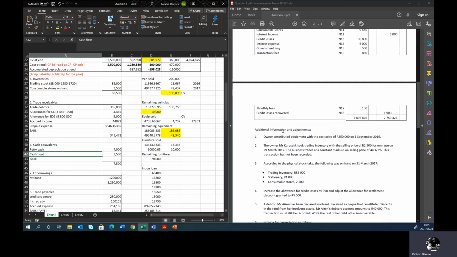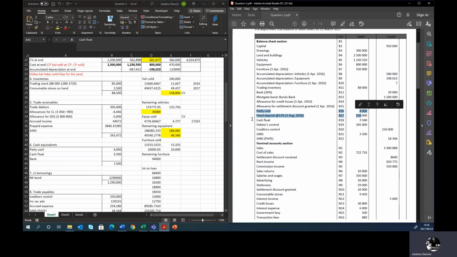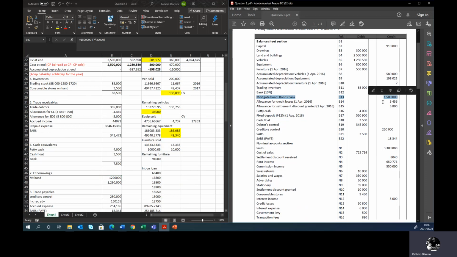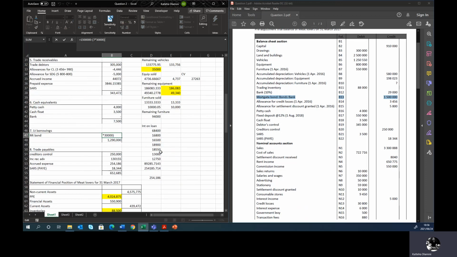So if I go up here, my cash float is sitting at 35,000. My petty cash is sitting at 4,000. I take them in immediately. I have that 7.5. My mortgage bond, where is my mortgage bond? It's sitting there at 1.5, right? So now after I subtract the short-term portion of it, you'll get down to this one. After I subtract all that interest payments that I don't want to do.